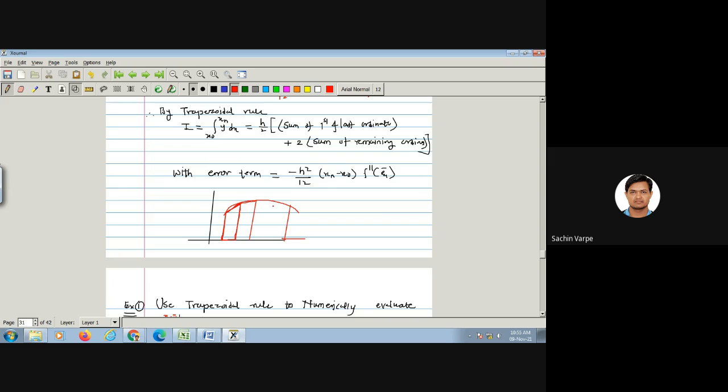Are you able to see this? Yes. For the next, this will be my line. So you can see here some area is left there. That is nothing but our error. This is the error in here. This is the error here. This is the error here by considering the line.